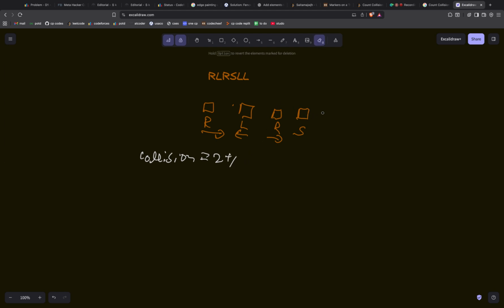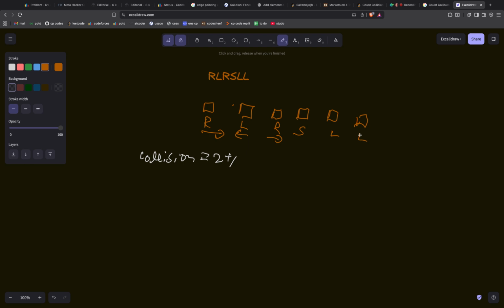Now we have S, L, and L. Both of the L cars will move here, and both of them will collide with S. So number of collisions would be 2 plus 1, plus 1 for this, plus 1 for this, and this would come up to be 5. Right? This is the answer.